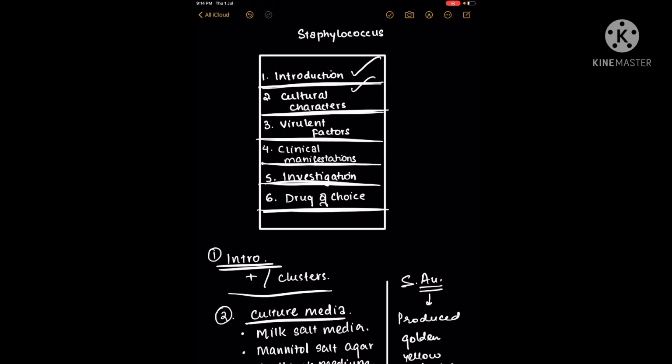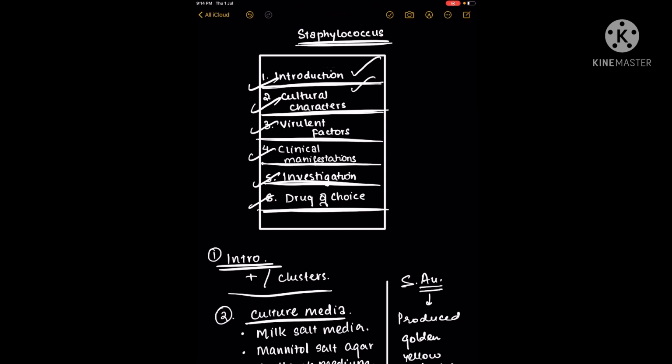So today our topic is about Staphylococcus, and we will discuss six things. In any bacteria we will discuss these six things, and our whole discussion will revolve around them only. The first one will be introduction: how is the bacteria and what are its features?